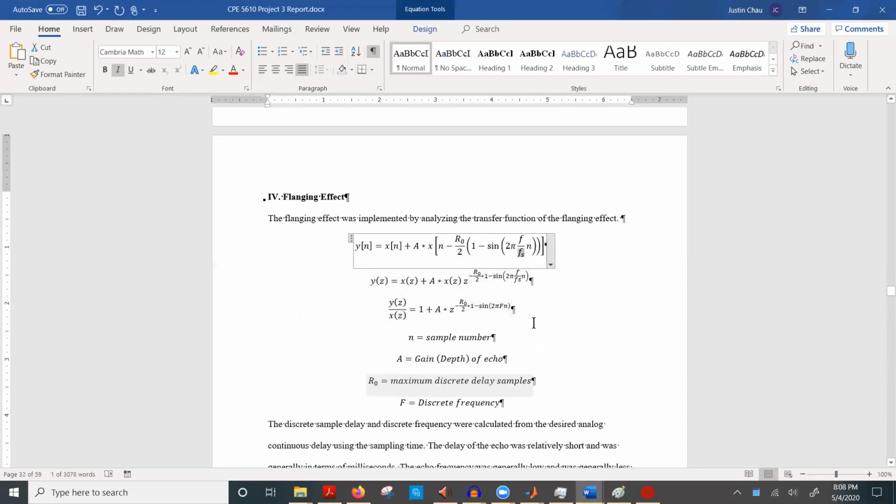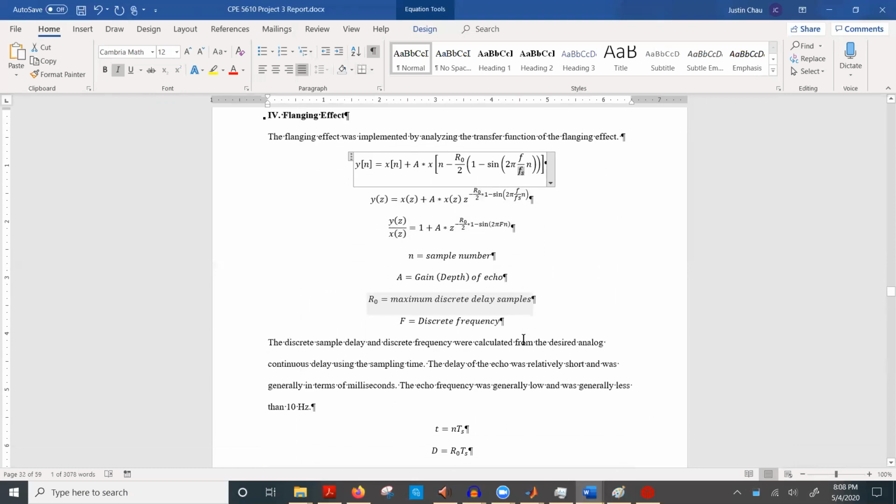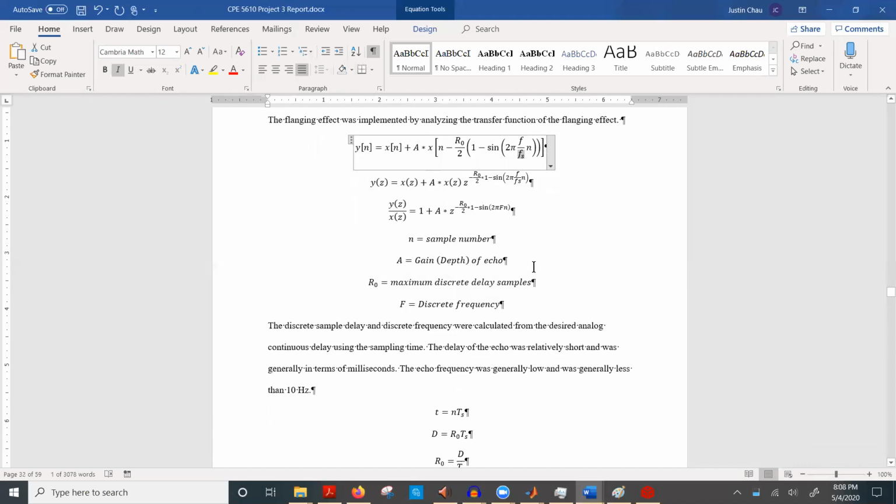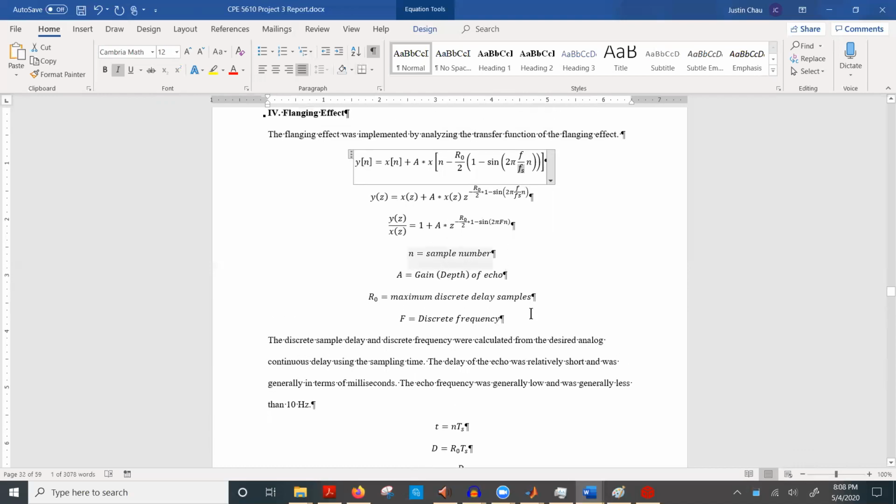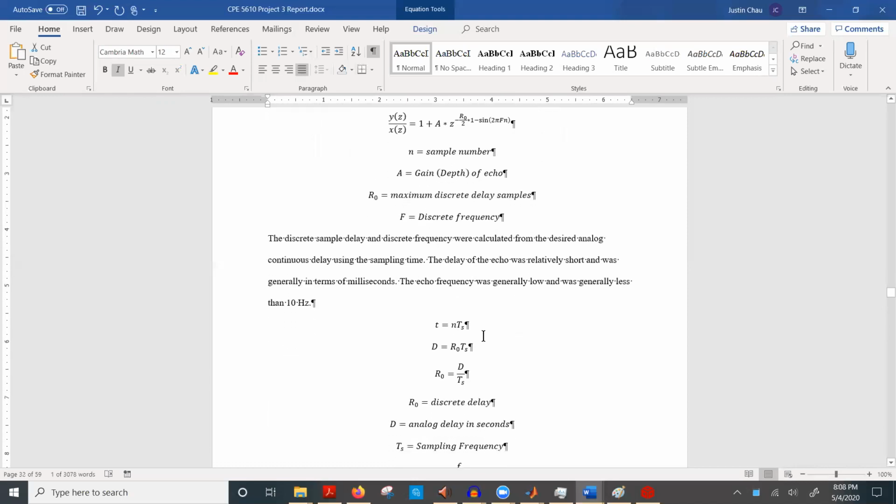If you remember from Project 2, when we did the audio effects demonstration, the parameters such as the oscillation frequency of the flanger effect and the maximum delay were all given in analog terms. But in order to be processed, they must be converted from analog to discrete. So we use a couple of conversions here to help us convert the analog values to discrete values.